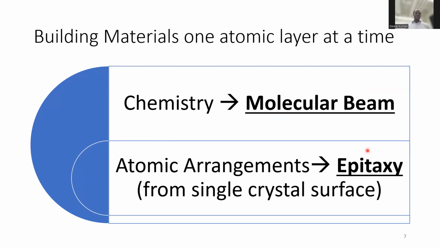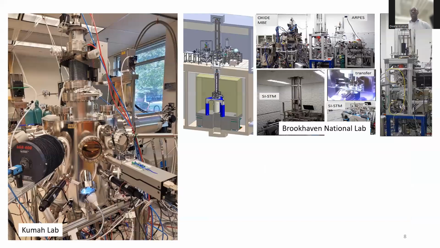And I'm going to break up the rest of my talk into talking about how we create these molecular beams and also how we achieve the epitaxy during the growth. So I have chosen these words here for a very specific reason. In chemistry, we have the molecular beam, and in atomic arrangements, we have epitaxy. And if we combine all of this together, we end up with molecular beam epitaxy. So how does molecular beam epitaxy work?